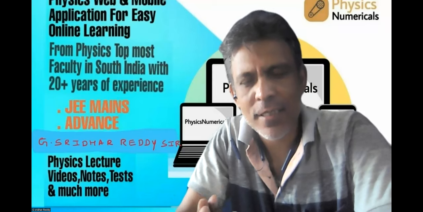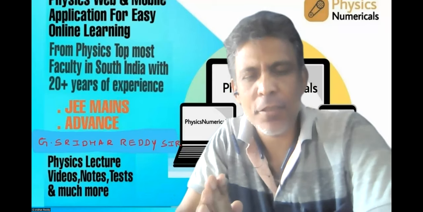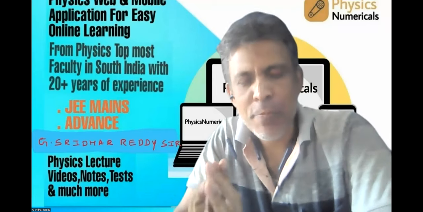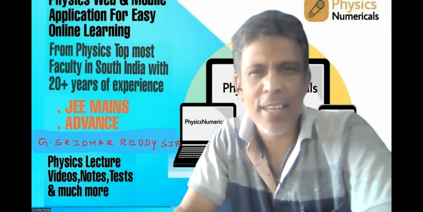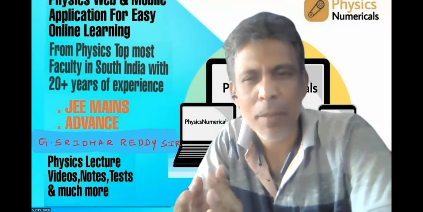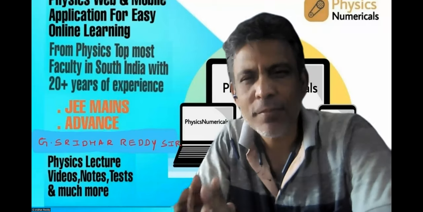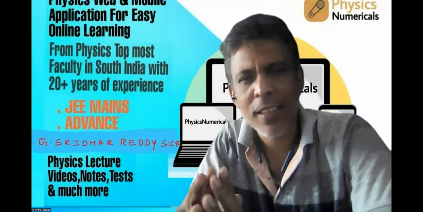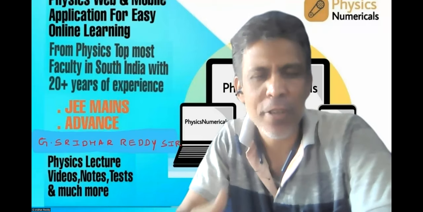In the chapter Ray Optics, we are going to discuss the numericals on the lens, part B. Part A is what we discussed in the previous class. So now part B we are going to discuss. By this time you might have seen we have to be very good in the ray diagram.